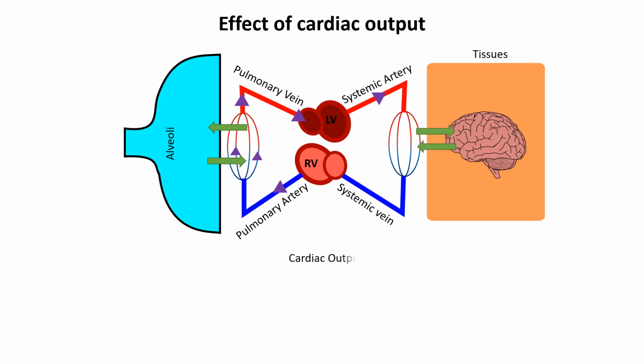Cardiac output is therefore responsible for pulmonary blood flow, which governs anesthetic uptake, as well as systemic blood flow, which distributes the anesthetic to peripheral tissues, including the brain.